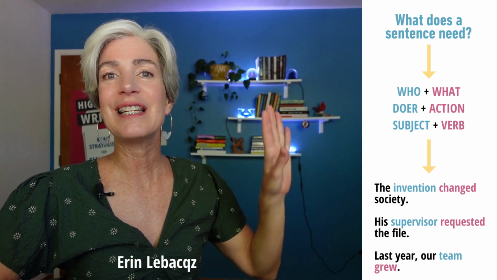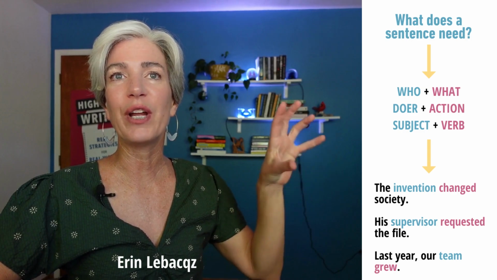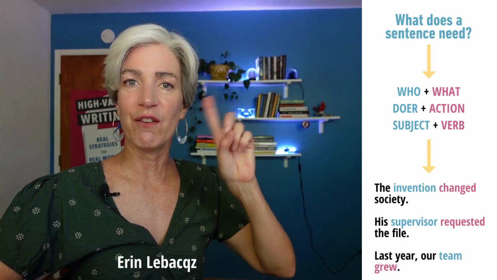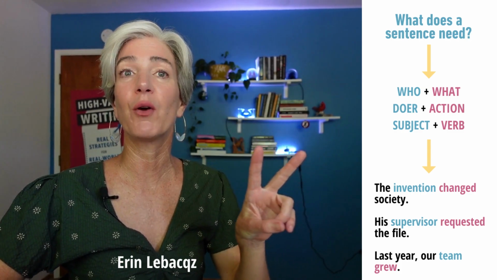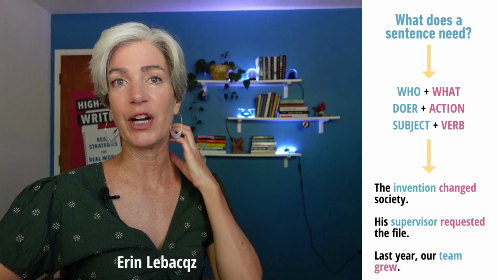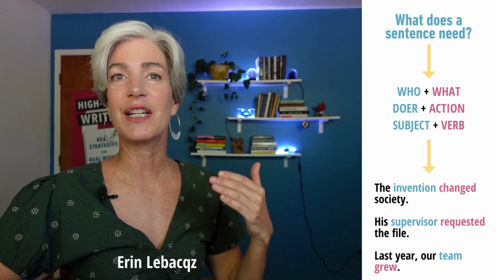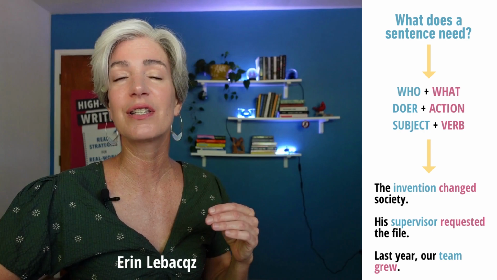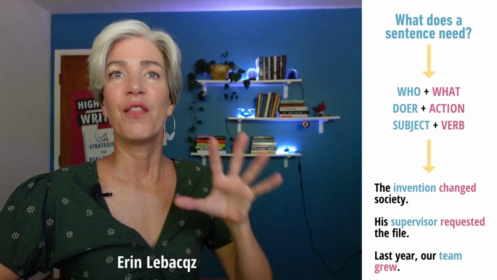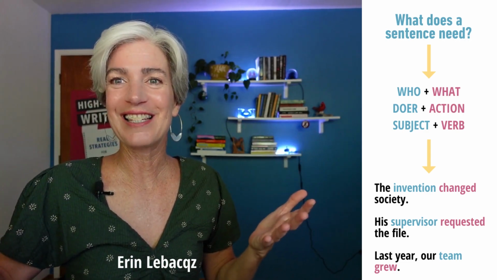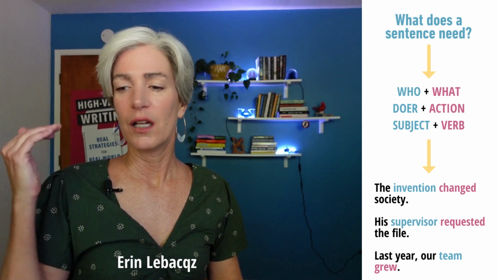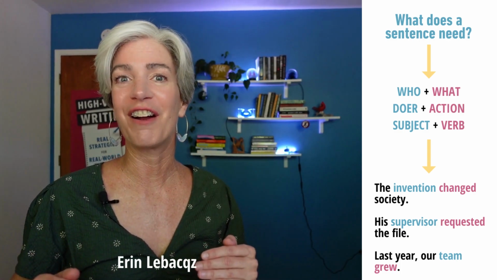So you can see on these examples here with the color coding, we have one who and what pair per sentence. Invention changed, supervisor requested, and then with the last sentence, you can see they don't always have to be in the very front. Even if we've said introductory material first, like last year, we still have team grew. These are all correct sentences that have the only 2 required ingredients: who's doing something, what are they doing.